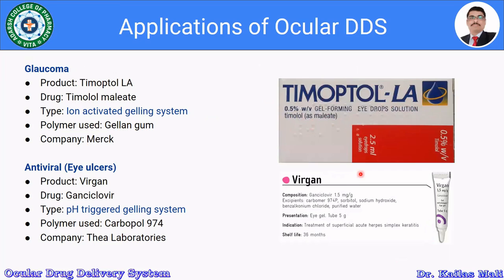For viral infections like eye ulcers, the product Virgan is available. It comprises ganciclovir and is developed using polymers like carbomer 974P as a pH triggered gelling system. It is developed by Thea Laboratories.